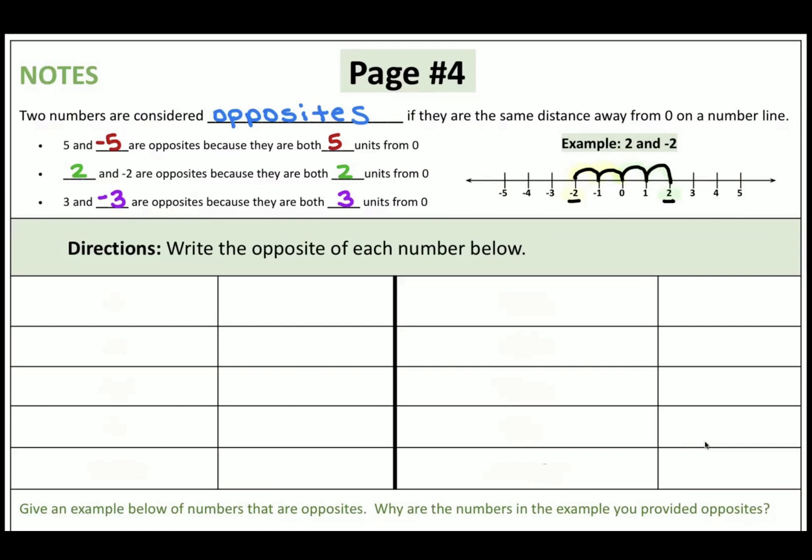So in this section below, you're going to write the opposite of each number. So if it said 7 here, okay, yours says something different. But if it did, then I would write -7 as the opposite. So opposites can be positive or negative. They are the same distance apart from 0.